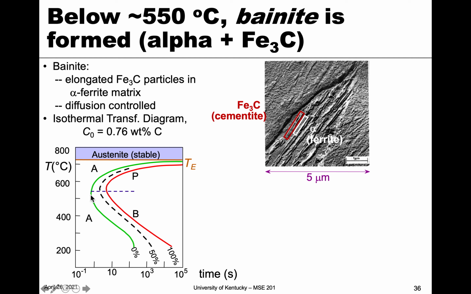And overall, if you look at this curve, if you combine the perlite and the bainite regions, it has that C-shape appearance where the rate is fastest at the intermediate temperatures and then slow at high temperatures and low temperatures. So up here above 550, we have perlite, and then down here we would have bainite.